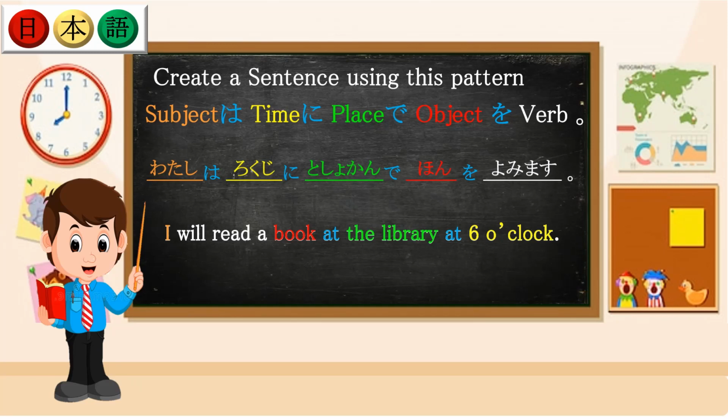So the Japanese translation of our sample sentence, I will read a book at the library at 6 o'clock is Watashi wa rokuji ni toshokan de hon o yomimasu. And that's all for the STPOV pattern. I hope you've learned and enjoy watching this video.